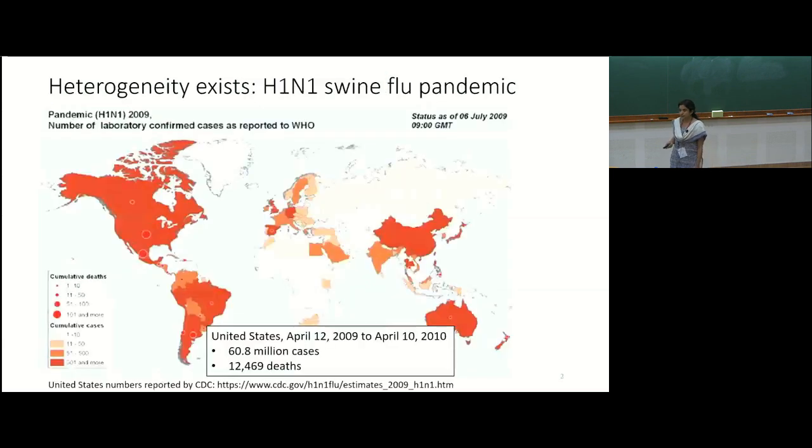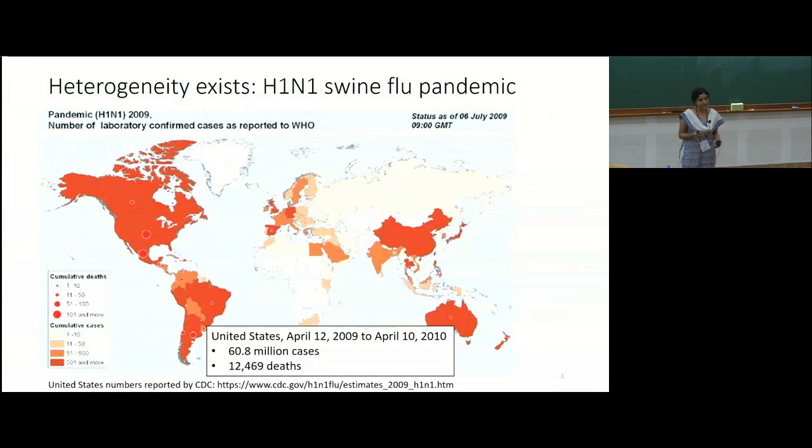But the truth of the matter is that heterogeneity exists. This is a map of the world, the number of laboratory confirmed cases during the H1N1 swine flu pandemic of 2009. This was a really severe pandemic. In the United States, between April 2009 and April 2010, there were over 12,000 deaths. And in this map, we can see that the number of lab-confirmed cases is very different in different countries of the world. And this could be because of many reasons.